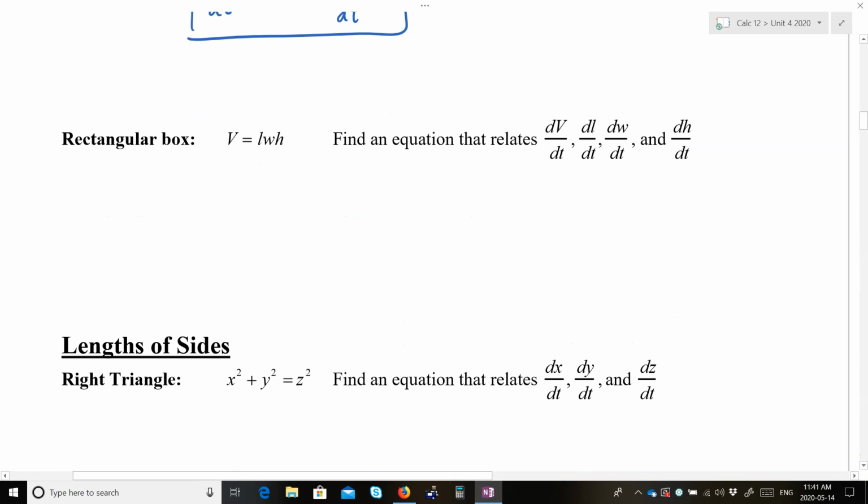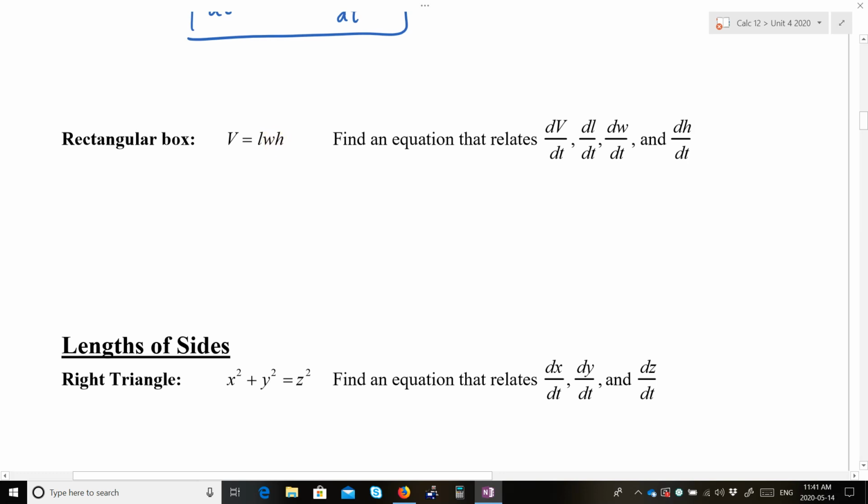Okay, a rectangular box, the volume is length times width times height. This time we have 3 variables on the right-hand side. Write an equation that relates dV/dt, dL/dt, dW/dt, and dH/dt. You'll see an interesting thing come out in this formula, guys, but I do like to show where it comes from.